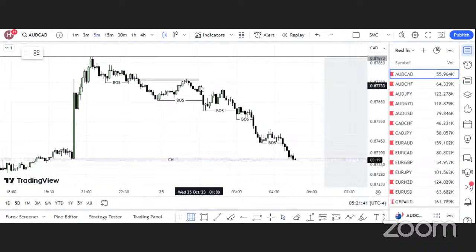Same thing happened here. We have this order block. We have this fair value gap. The market came to this order block, mitigated it, and then the market traded to the downside. Yes, the market mitigated the 50% level of the upper block and then came down. The same thing happened here.